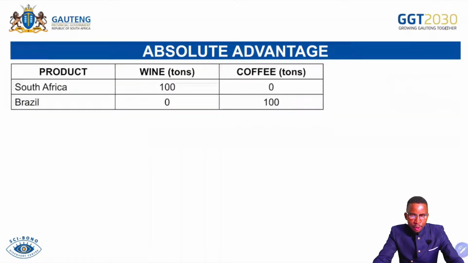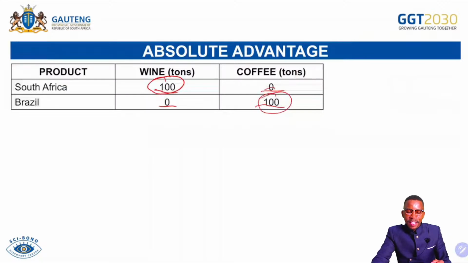There's a table below that is indicating something. We have the product of the wine in tons as well as the coffee, for South Africa and Brazil. South Africa can produce 100 tons of the wine, and Brazil can produce 0. But South Africa can produce 0 tons of coffee, and Brazil can produce 100 tons. So in this situation, South Africa has an absolute advantage on the wine production, and Brazil has an absolute advantage on the coffee production.